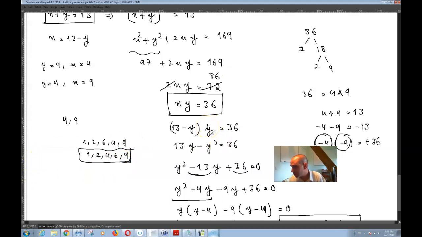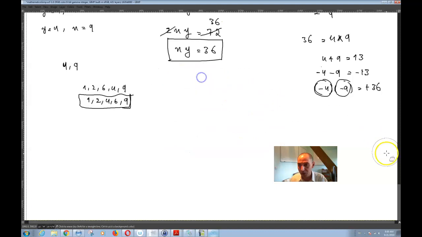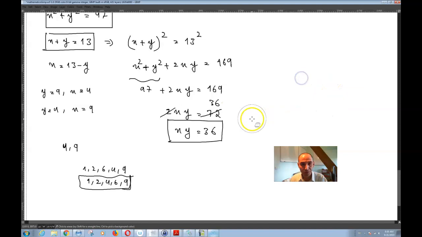But of course, there is some other way to get this. Let me show you what we had over here, because somewhere down here, what I did was not wrong, but I could have done it in a different way, probably even better. So over here we said that 2xy is equal to 72. It's really not that important anymore, but you can put all of these equations together to get different equations.